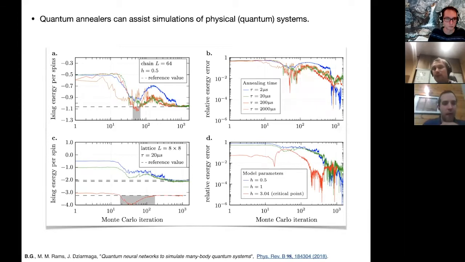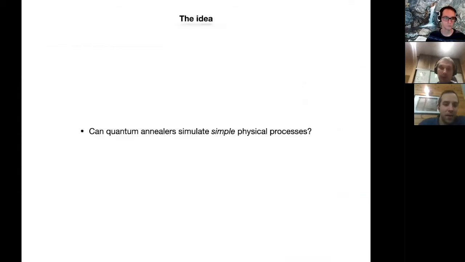But this simulation is not quantum. It's hybrid, right? You can sample from a quantum annealer, but then you have to somehow incorporate the information that the quantum annealer gives you to do the calculation. So this is a sort of hybrid algorithm. But at least this slide shows you that we are on the path where we are starting to use quantum computers to do physical simulations. So for today, I would like to ask a very simple question.